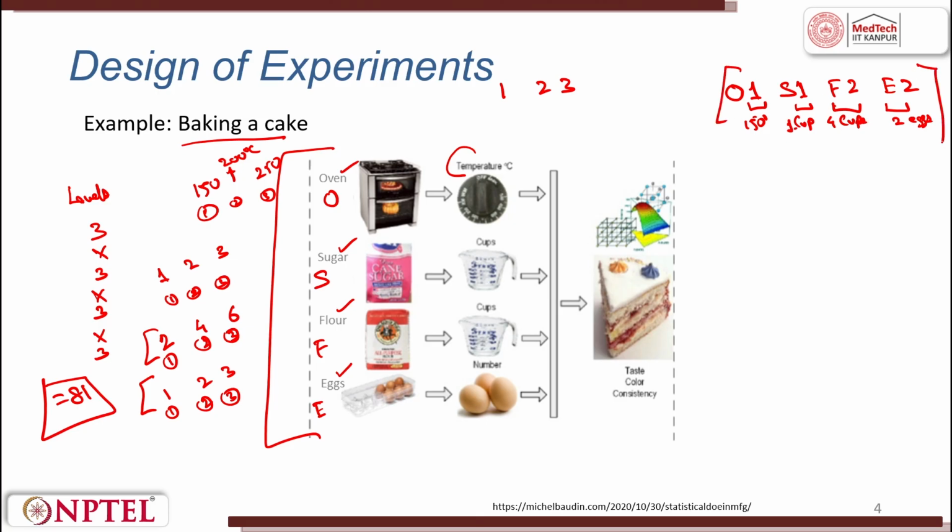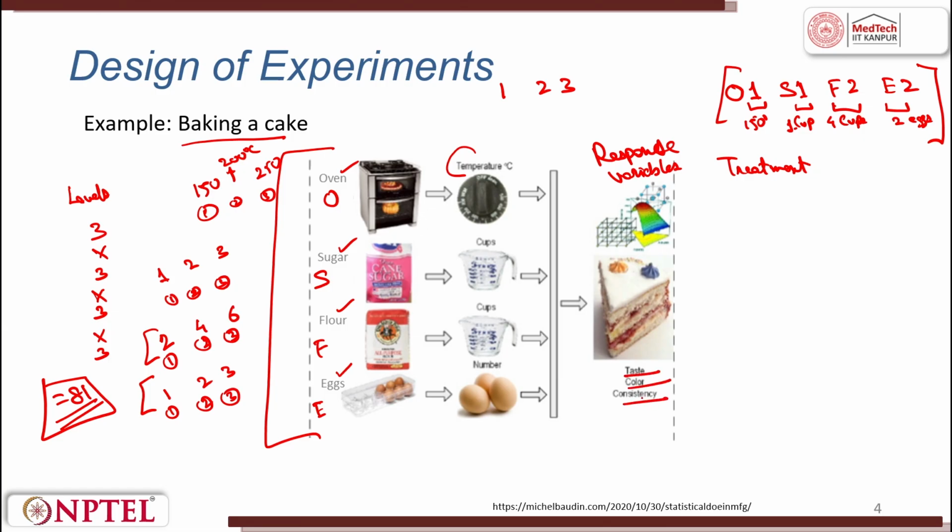This one specific set that we are working upon is known as one treatment. Like this I talked about, we would have to do 81 treatments, and out of these 81 treatments, after baking the cake, what do you need to identify? We would have response parameters here. Response I will call as variables, which is taste, color and consistency.